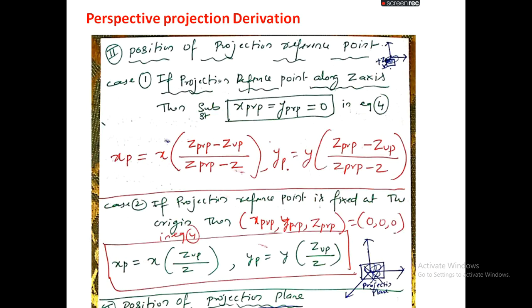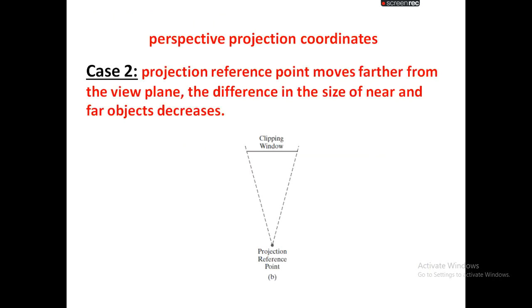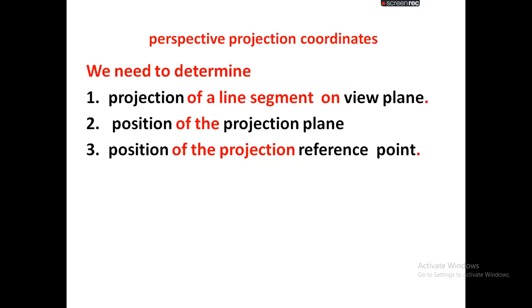Roman number 2 says that we need to determine the position of the projection reference point. So when you are calculating the position of the projection reference point, this is the third, I think. Here. See the third point. I am not telling the second one. Roman number 2 says third point with respect to this slide. I will repeat. Roman number 2 in the further slides represents the third point in this slide. It means we need to determine the position of the projection reference point.